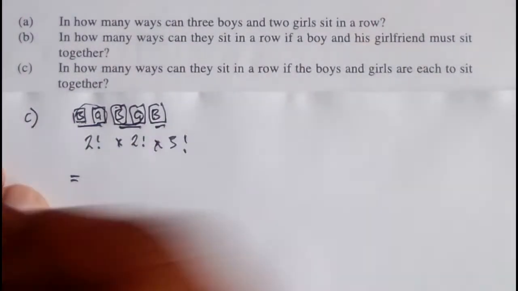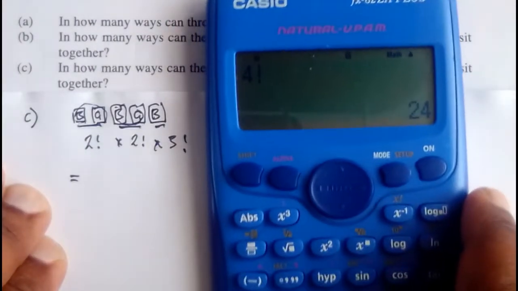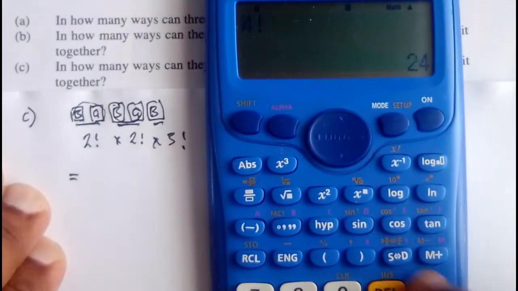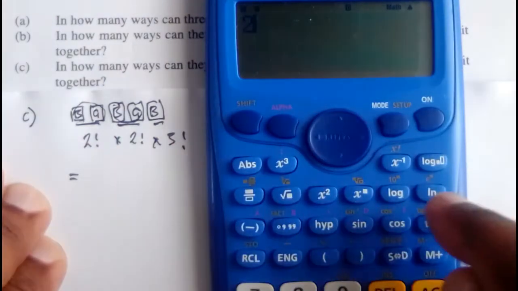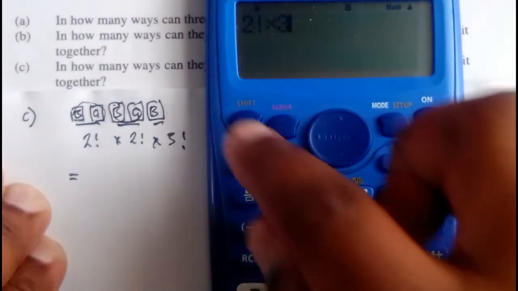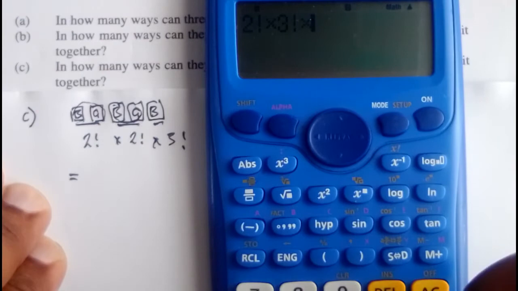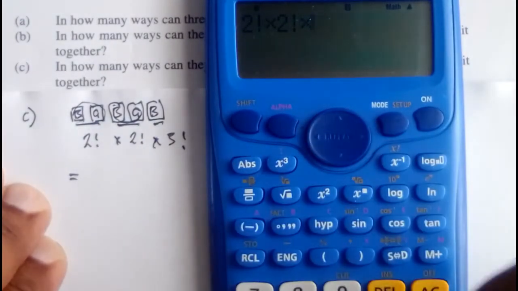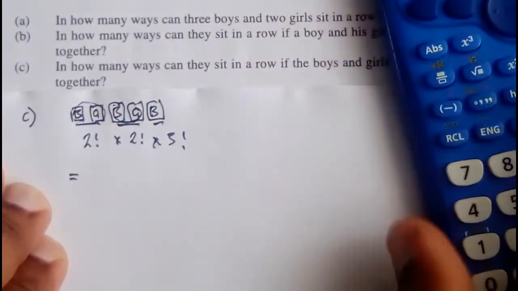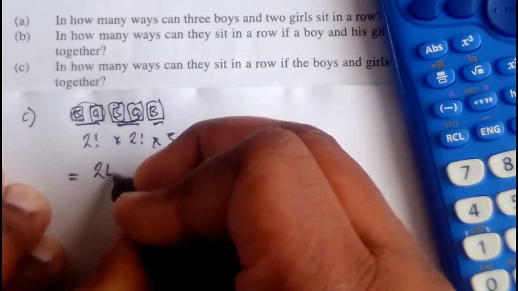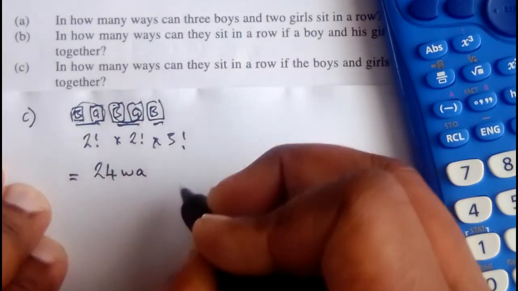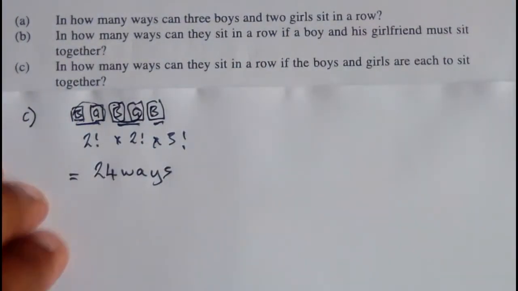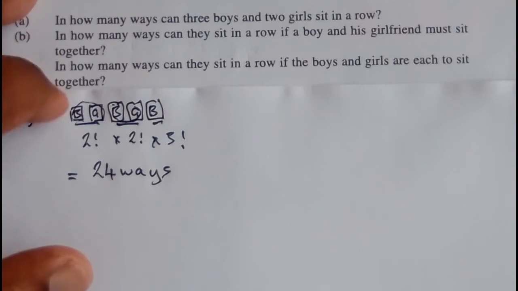Okay, so now let's calculate that. So you've got 2 factorial times 3 factorial, sorry, my bad, it's 2 factorial times 2 factorial times 3 factorial. So that means this is possible in 24 ways. 24 ways, right?